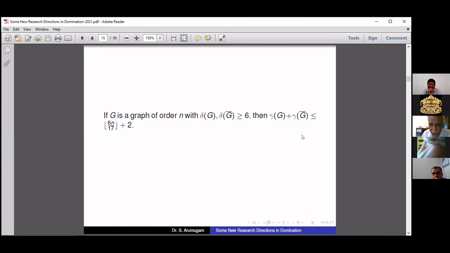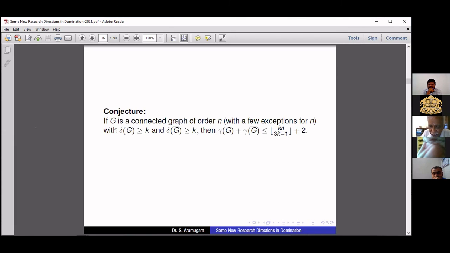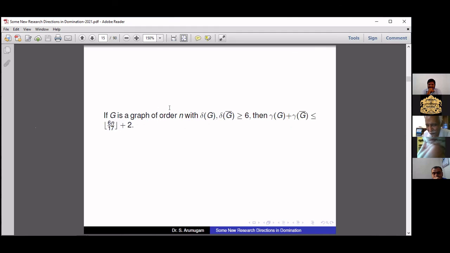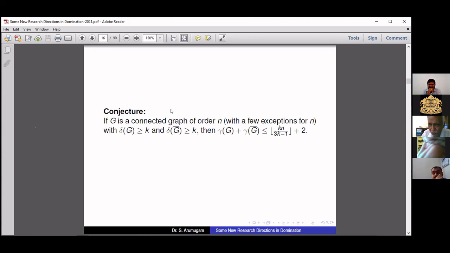For k equal to 6, they have proved 6n by 17 plus 2. You put k equal to 6 here, 6n, 18 minus 1, 17. So you see, this is 6n by 17 plus 2. For k equal to 5, they have 5n by 14. For delta equal to 5, 5n by 14. So you put 5 here, 15 minus 1, 14. So all the known theorems are a special case of this conjecture. So I strongly believe that this conjecture is going to be true.